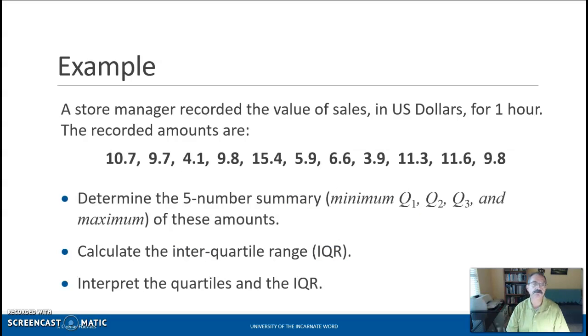Here's an example. A store manager recorded the value of sales in US dollars for 1 hour. He recorded these amounts right here. They're asking us to determine what is called the 5-number summary, which is the minimum, the 3 quartiles, and the maximum values of these amounts. And then they're asking us to compute the interquartile range and then interpret the quartiles and the interquartile range.